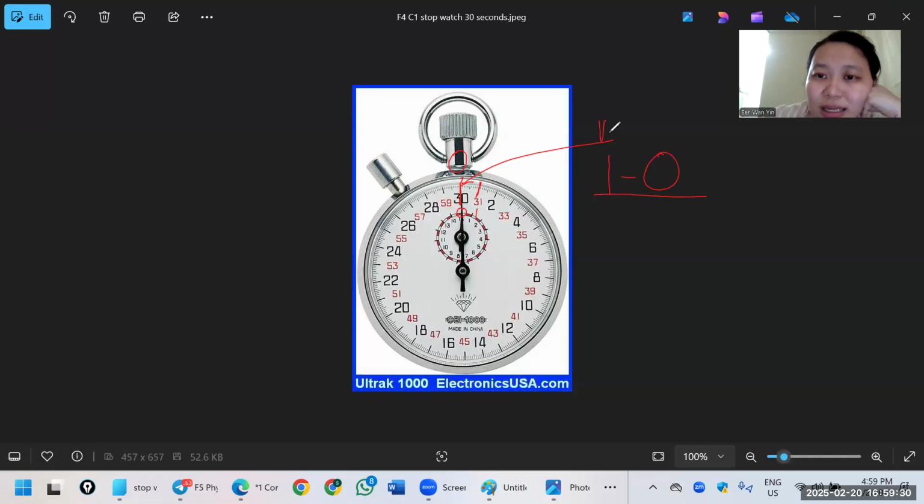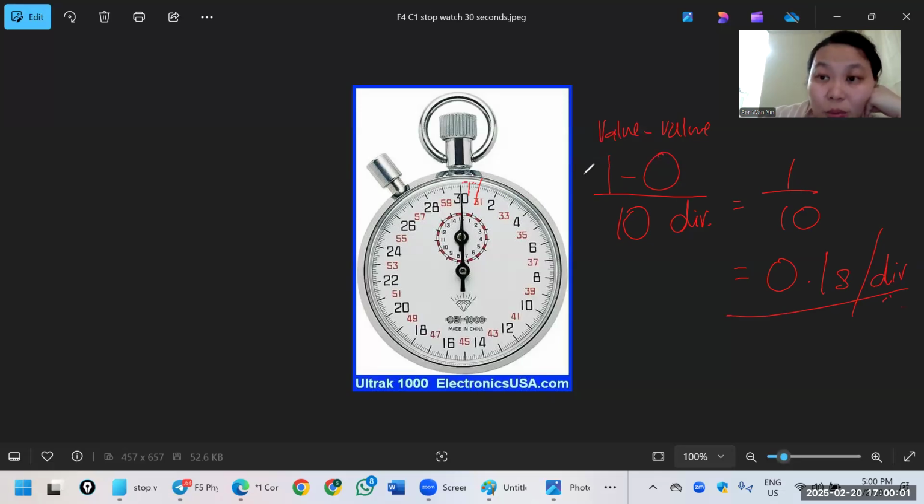You use one value minus another value, divided by the number of divisions in between. So the divisions in between, let's count, normally 10. You can see 1, 2, 3, 4, 5, 6, 7, 8, 9, 10. So 10 divisions. So it will be 1 divided by 10 divisions, meaning 1 division is 0.1 second.